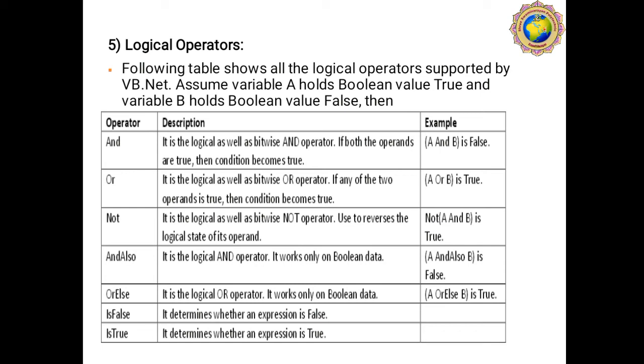What is the behavior of the OR operator? With the OR operator, if any of the two operands is true, then the condition becomes true. It means any one operand being true makes the condition true. It is not compulsory that both operands are true; in AND both operands must be true, and in OR any one operand true is enough. And NOT is the logical as well as bitwise NOT operator, used to reverse the logical state of its operand. So this one is our most important operator in logical.